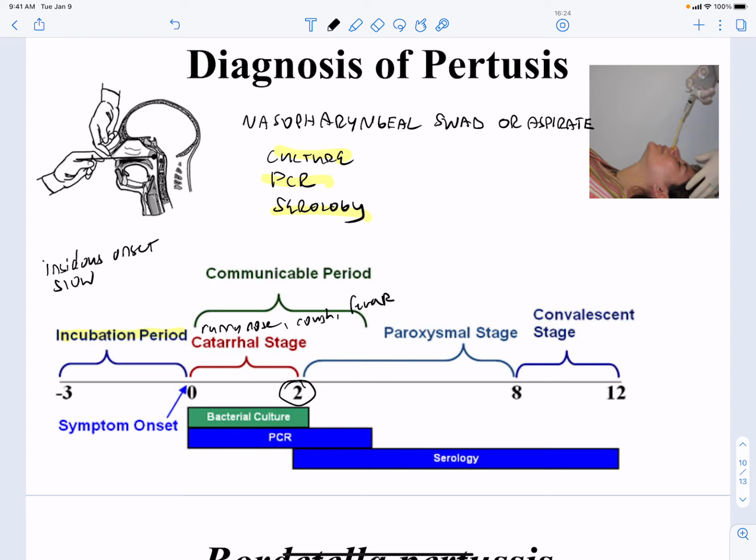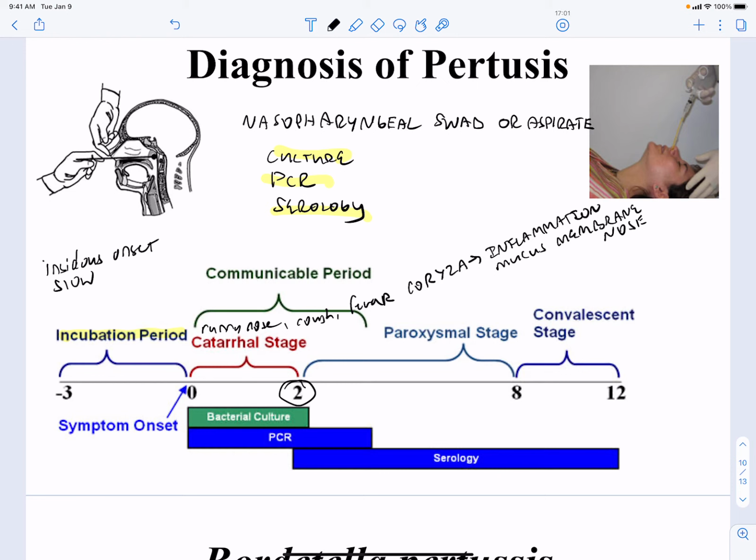You can have coryza, which is basically a catarrhal inflammation of the mucous membrane in the nose. And this, again, is not specific for whooping cough. This can also be seen in patients with hay fever, for example, or with colds. So in this catarrhal stage, it's still very non-specific.